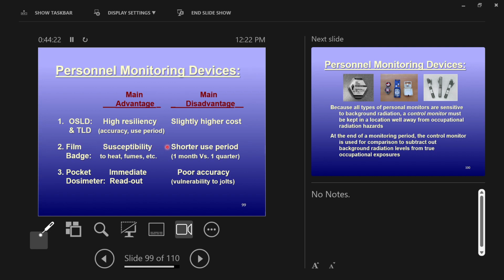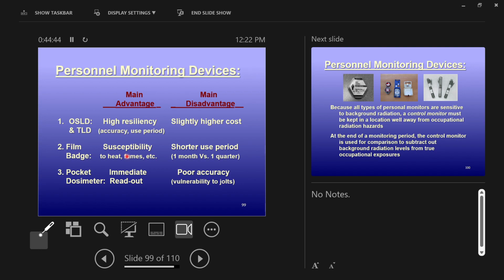Look at their advantage: they're susceptible to heat and fumes and moisture. Their advantage is a disadvantage. They are just not the best way to do things. I don't even know why they put that here. The only advantage that I see to a film badge is cost. From an administrative standpoint, it's just cost.